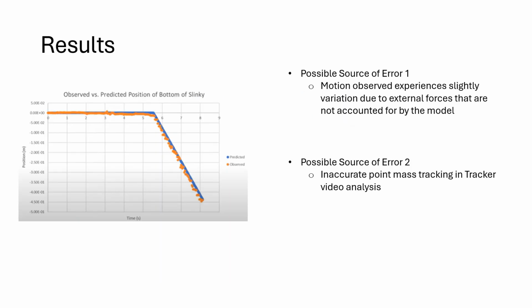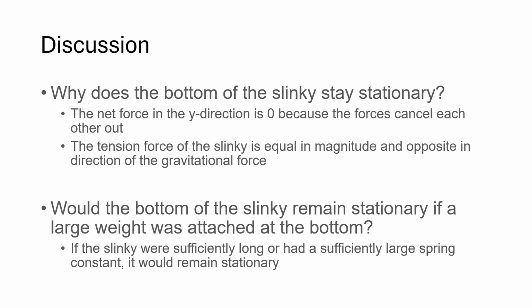So for our results, we had one possible source of error, which is that the observed motion experienced slight variation due to external forces that are not accounted for in the model, like potentially there was a gravitational force that we did not account for, and maybe an added motion that we did not account for in terms of releasing the spring and mass system. But there was also another source of error, which is the possible inaccurate point mass tracking in the Tracker video analysis. So, in all, why does the bottom of the slinky stay stationary?